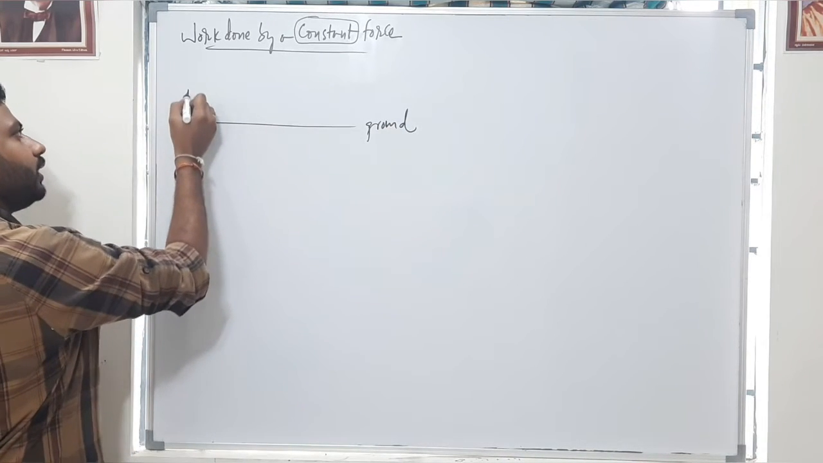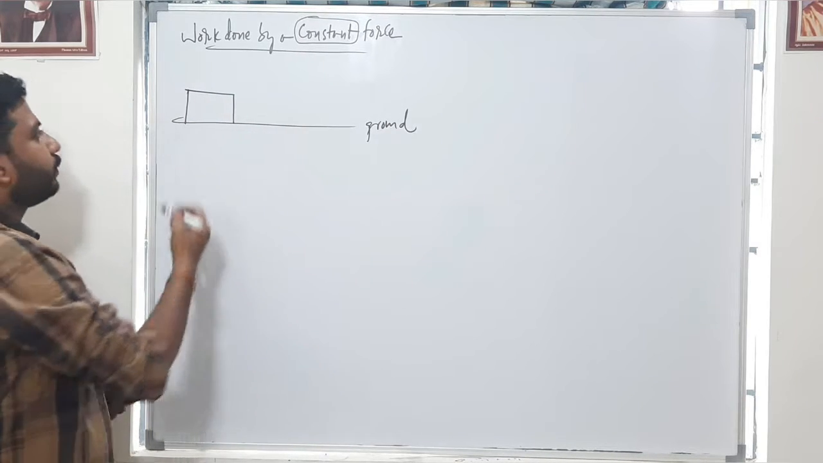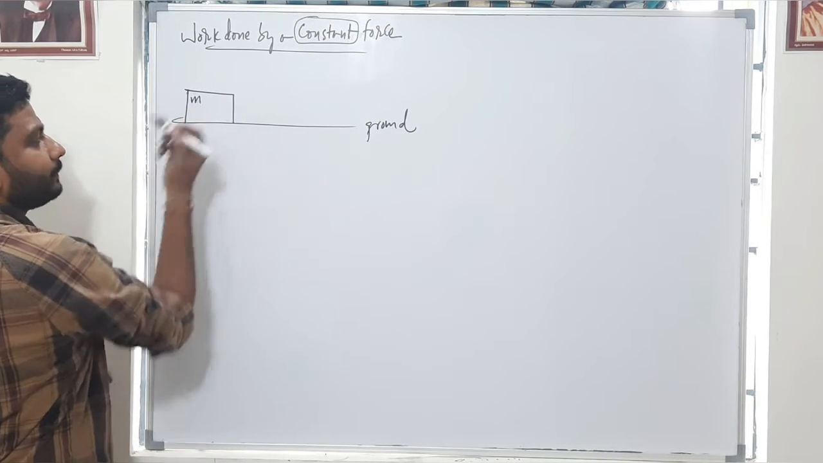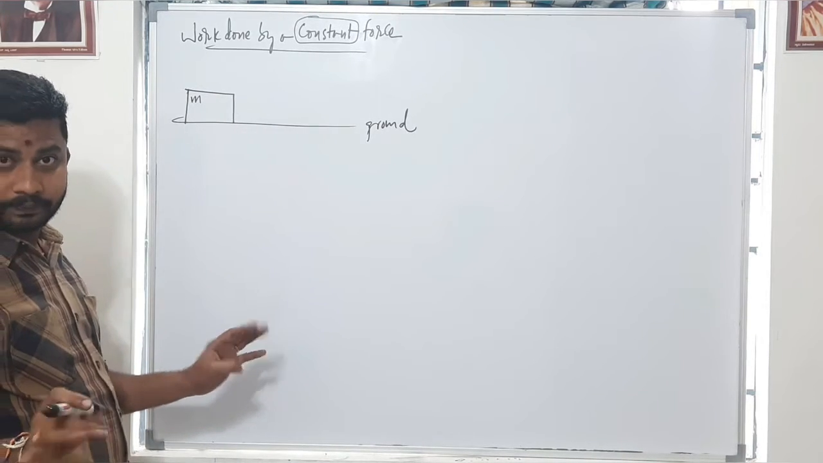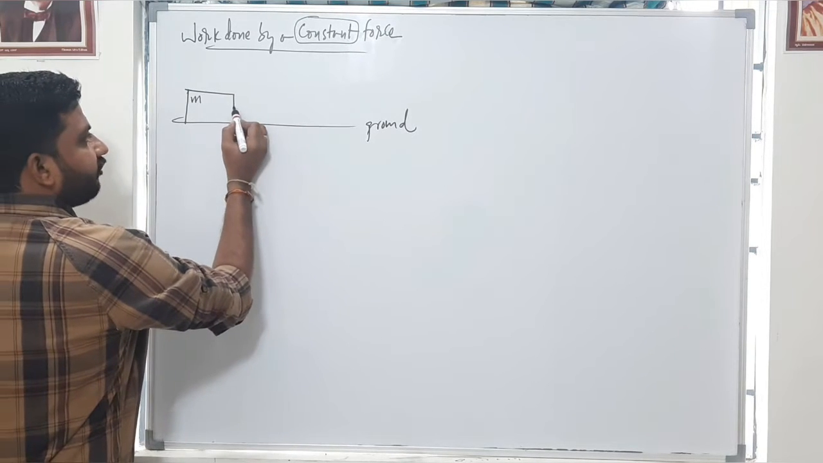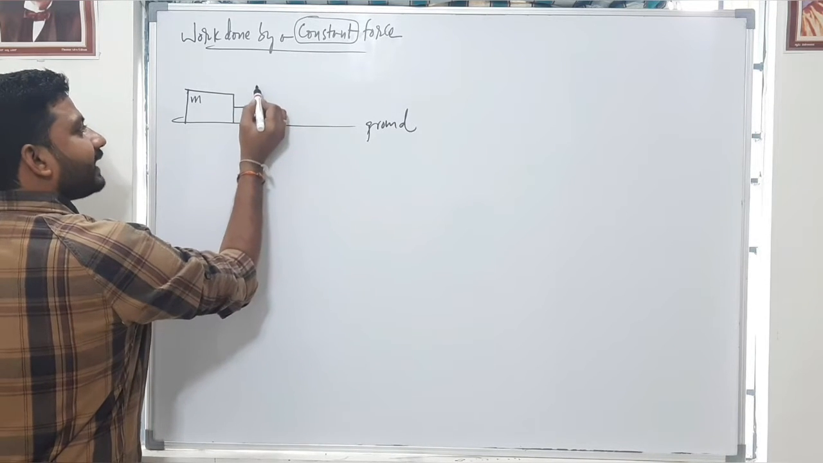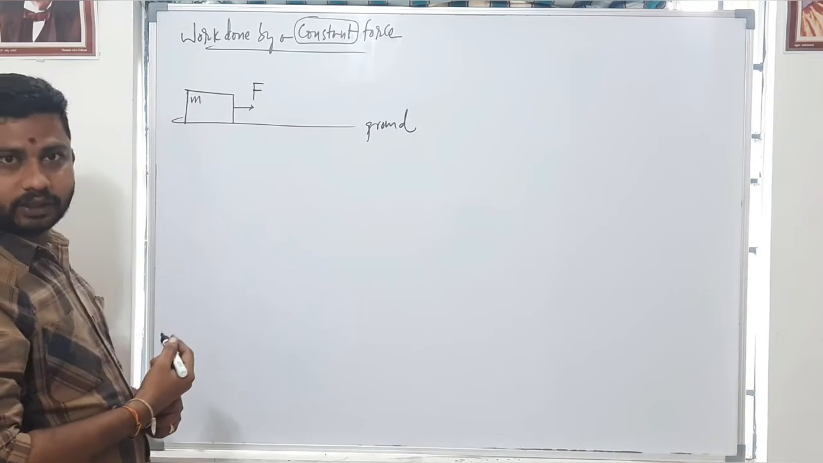So there is a body which is kept here. This is the body, it will have some mass m. We are not going to do anything with the mass right now. Just the body will have some mass. A force F is acting on it. Capital F is acting on it, which is a constant force.